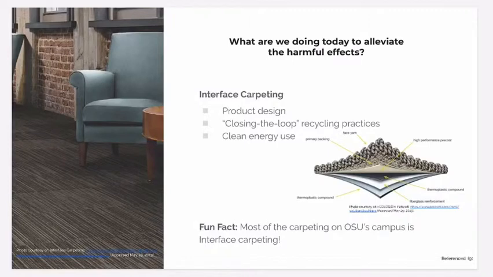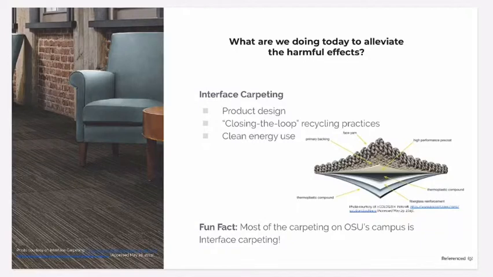Now that I've mentioned so many negative environmental effects of this industry, what are we doing today to alleviate the harmful effects? To detail a lot of the good that's happening in interior design, I want to focus on the company Interface Carpeting as an example of how we can practice more sustainable design.